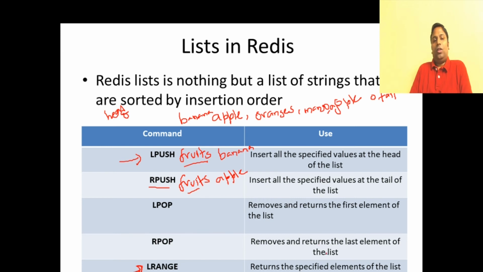We all know what pop is from the stack data structure, right? Pop will pop an element from the list. So we have lpop and rpop. By this time you would have guessed it, right? What is lpop? It will go to the head and then delete the first element in the list.